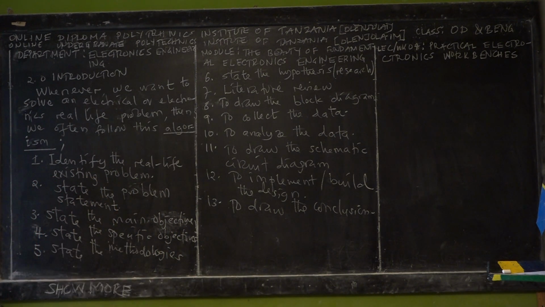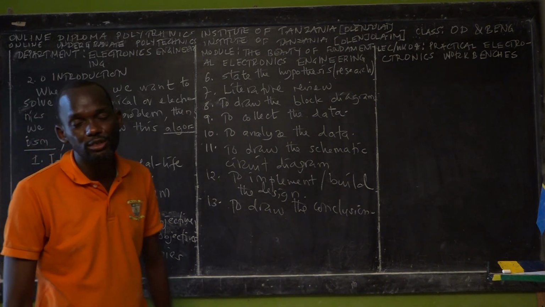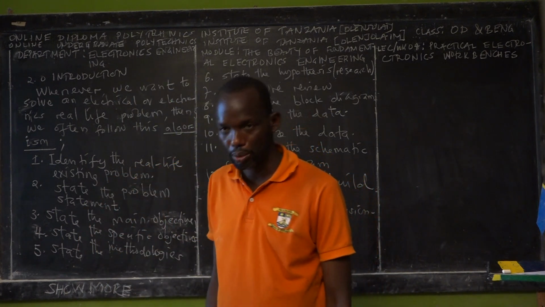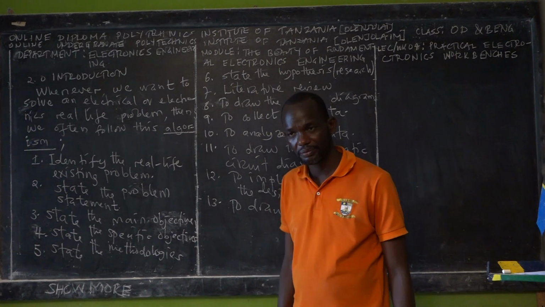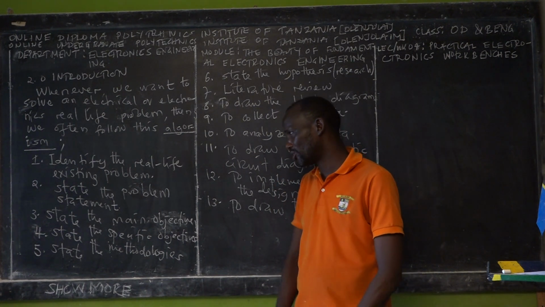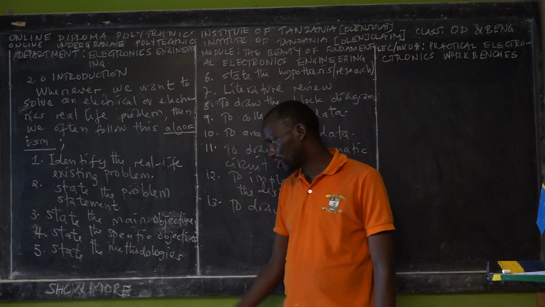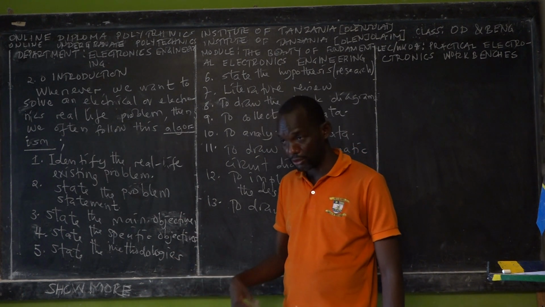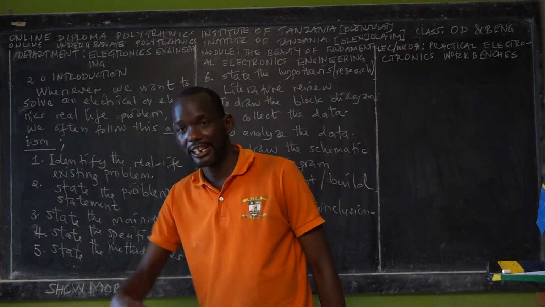Okay, so these are 13 steps that we have to think formally whenever we solve a small scale, intermediate scale, or large scale real life problem. But for the matter of learning, sometimes you just identify the problem, state the problem statement, state the main objective of your design, then state a specific objective. It means that once I achieve this specific objective, then I can go to the next one.